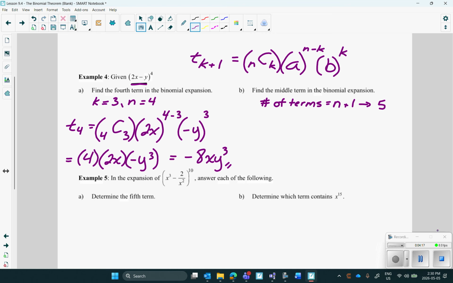So which one's the middle term? Out of 5 terms, which one's in the middle? 3. So I want to find t of 3. Which means that k is going to be 2 and n is still 4. See if you can do that one. Okay. Again, it's the same formula that we're going to use this time. Now that we've established it's the 3rd term.